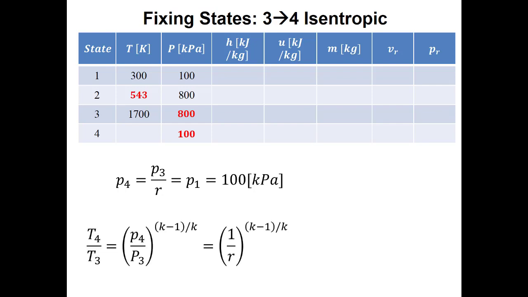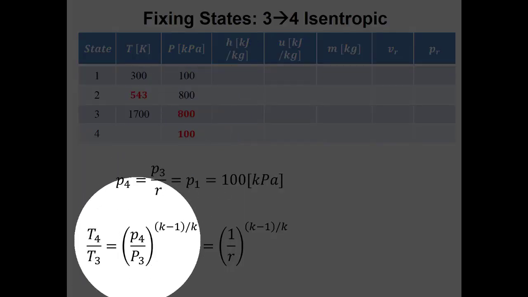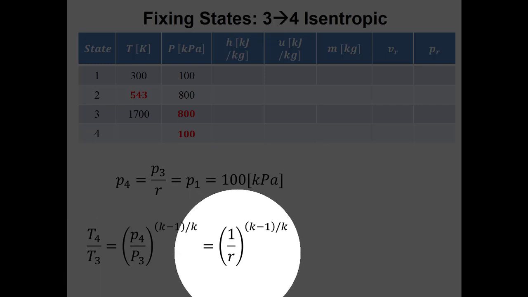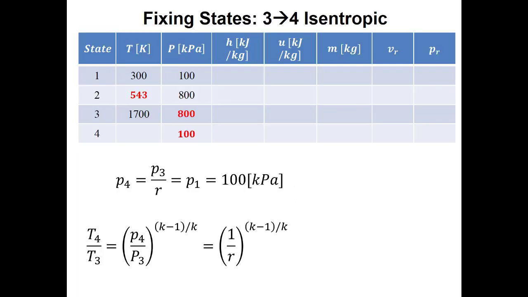Now I can use my isentropic relationship because I have the ratio of the pressures. Notice now that this is 1 over R instead of R. I still know K, and I know T3 because it was given to me in the problem that the maximum temperature was 1700. So now I can find T4, and when I've done that, now I've solved the whole problem. So now, remember, to find my symbolic solutions for part A and B, the only things I didn't know were T2 and T4, but now I fixed all these states and I found these two things, right?